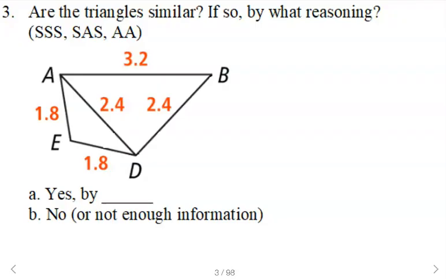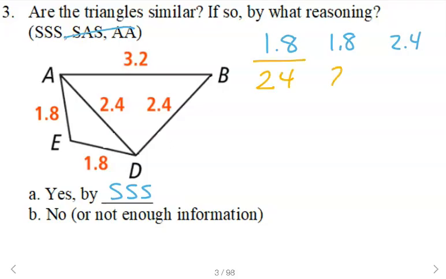All right, here we have all three sides, and so I'm either going to say yes by side, side, side, or I'm going to say not similar. So let's set up an extended proportion to see if these are similar. So we got 1.8, 1.8, and 2.4. I just chose to let the small fraction be on top, and then the big fraction is going to be on the bottom. And those side lengths in order from least to greatest are 2.4, 2.4, and 3.2.